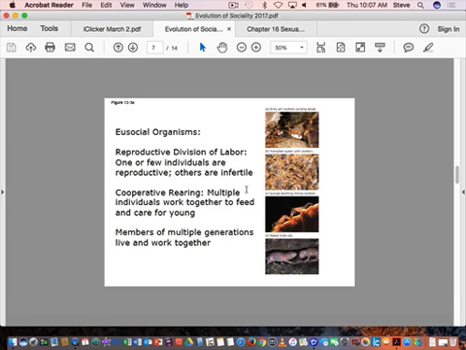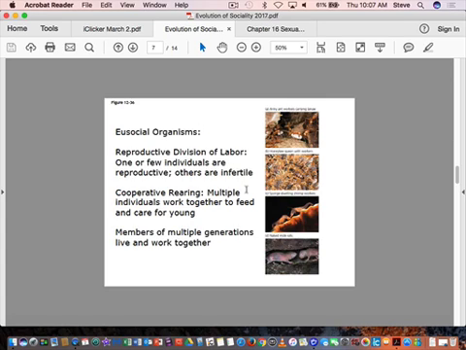There's also cooperative rearing. Multiple individuals work together to feed and care for the young. So for example, army ant workers carry larvae, often between nests or to various locations within these large nests. They take care of the offspring, they feed them, they protect them, they go out and forage for food, they do all these things, but they're not reproductive. So these are often large social groups where multiple individuals work together to feed and care for the young.